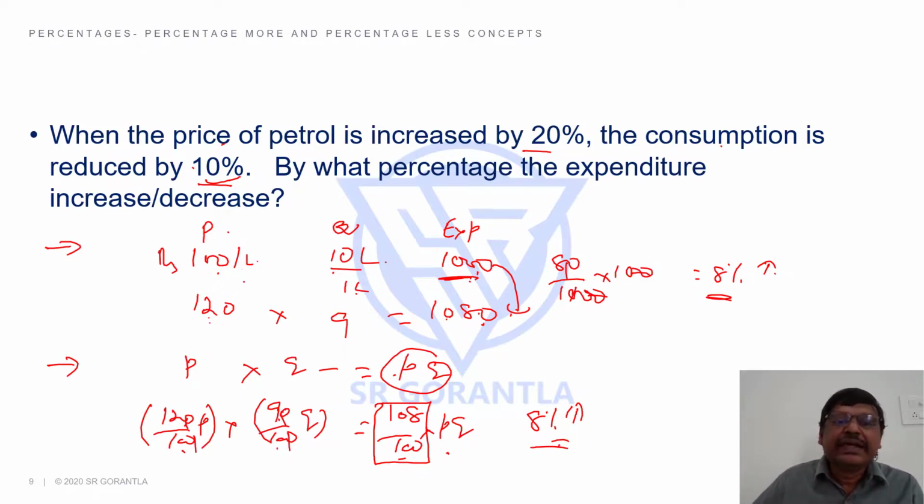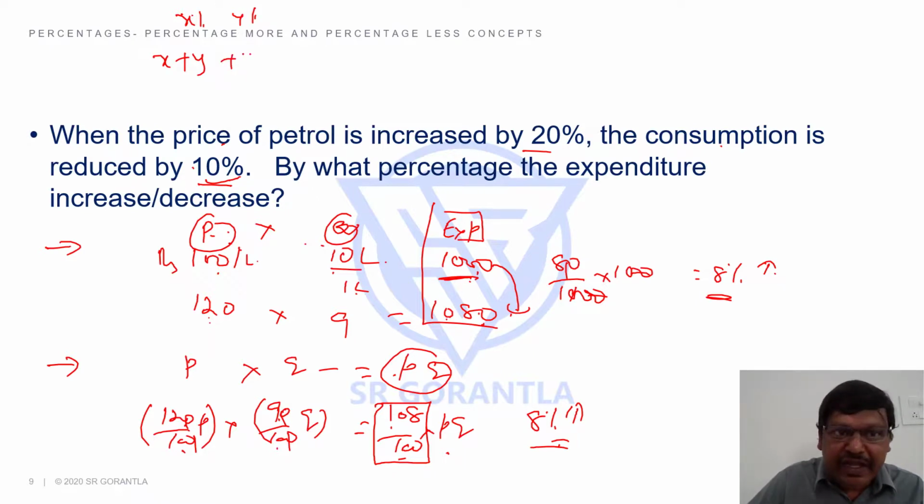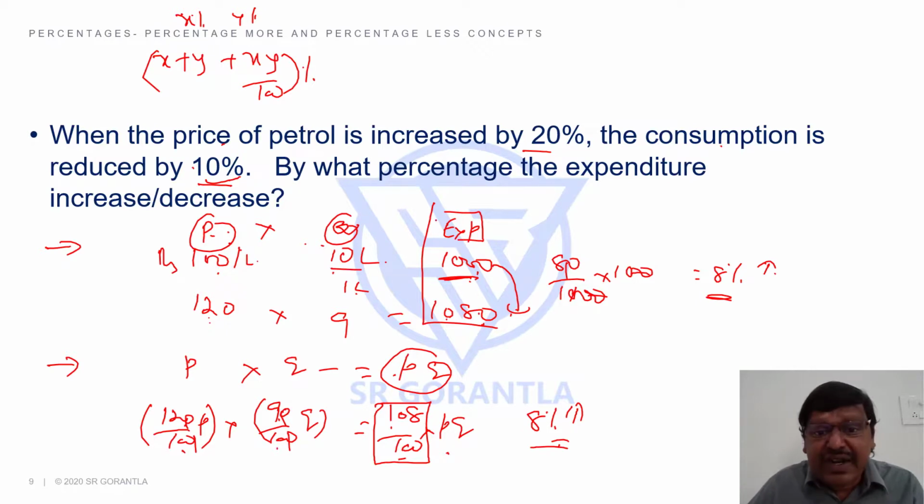Third approach, students: see, the result here is the product of these two. Whenever the result is the product of two items, we can use the successive growth formula. In the previous video, I told you the successive growth formula. If there are two changes of x% and y%, it is x plus y plus xy by 100. I repeat, we can use this if the result is the product of the two variables.